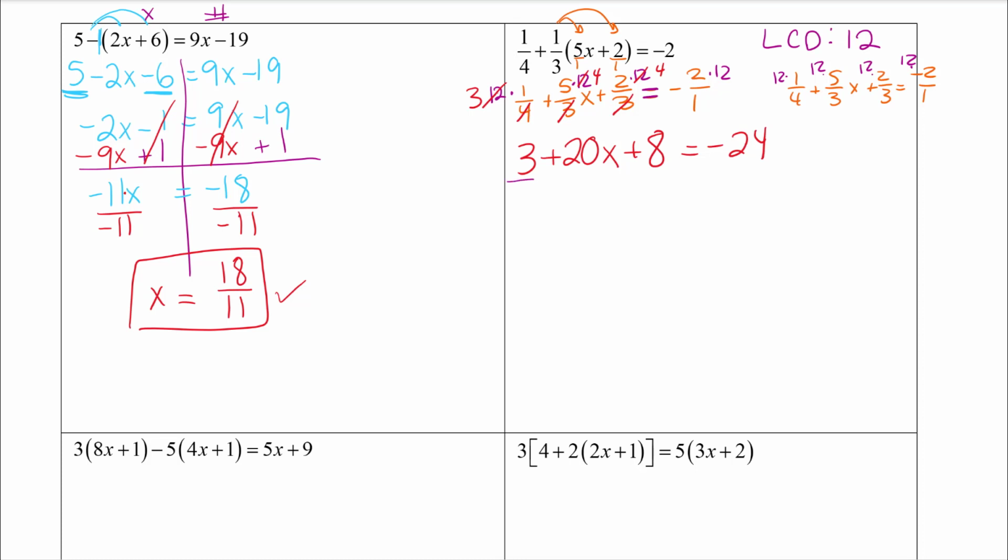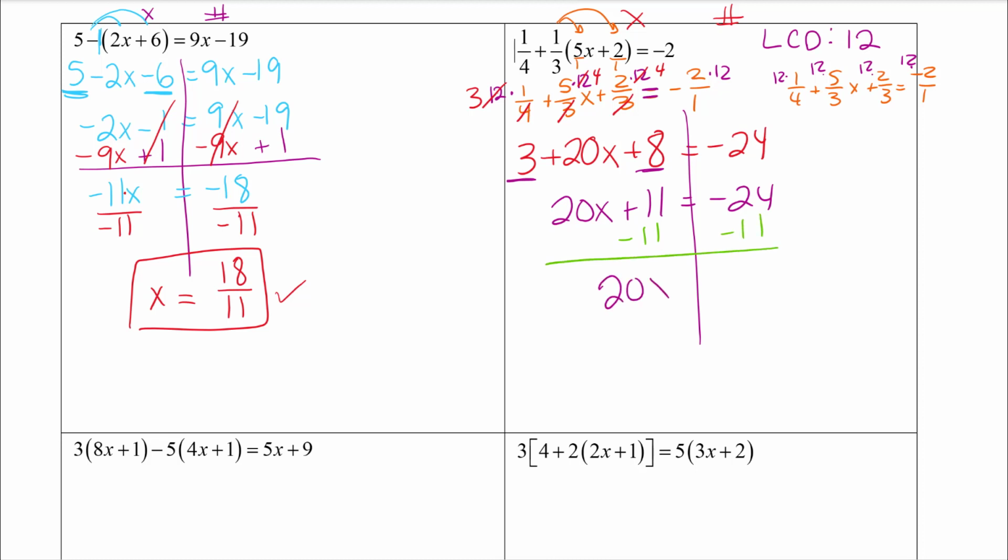So I'm going to combine like terms now. The 3 and the 8 are like terms on the same side of the equal sign. So I get 20x plus 8 plus 3 is 11. I'm going to label the x's to be on the left and the numbers to be on the right. So who is on the wrong side? Well, it looks like this 11 is on the wrong side, so I'm going to subtract 11 from both sides. And that gets me 20x is equal to -35.